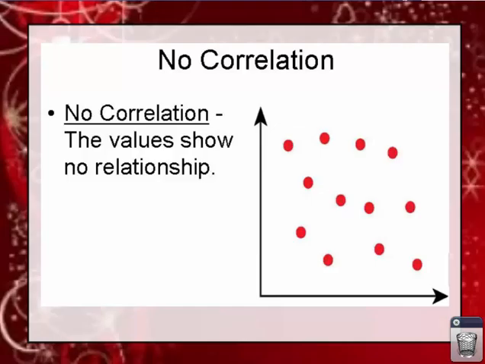And then you have no correlation. No correlation means that when we graph the data, it's just kind of all over the place. It doesn't appear to have any relationship whatsoever.